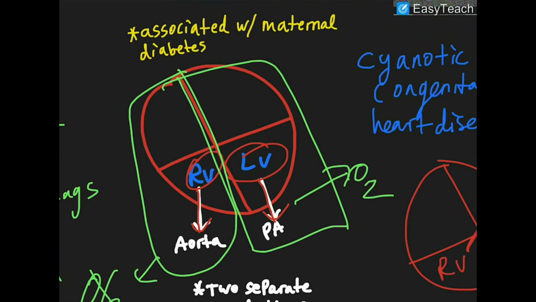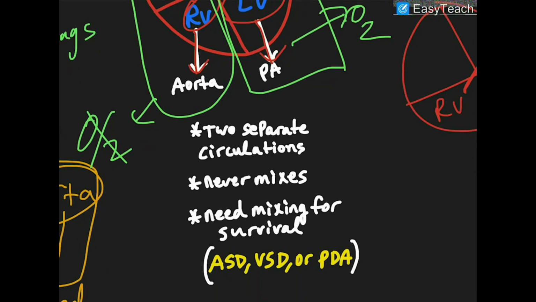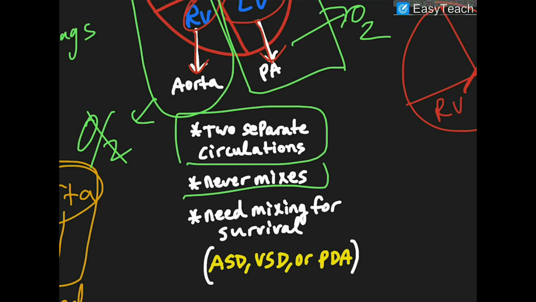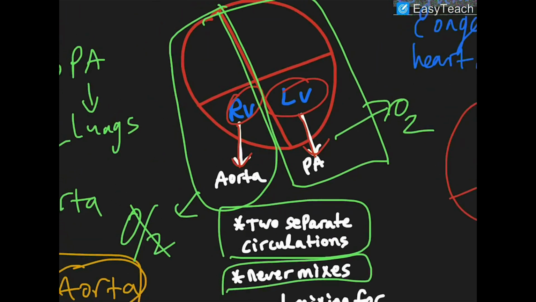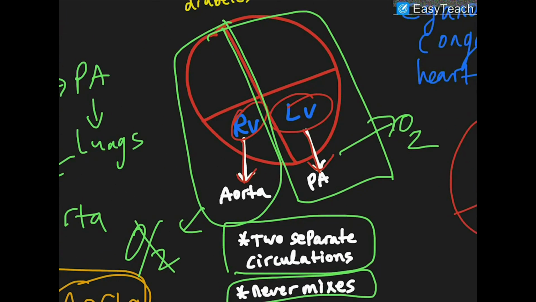So the conclusion we got to was that we need a connection between these two circuits, or it's going to be fatal and early death will be involved, right? As we said, we have two separate circulations. Those two circuits never mix, right? There is no oxygenated blood going to the systemic circulation.